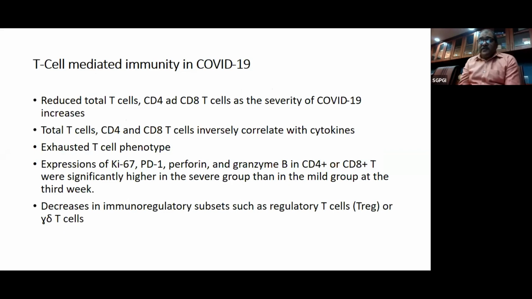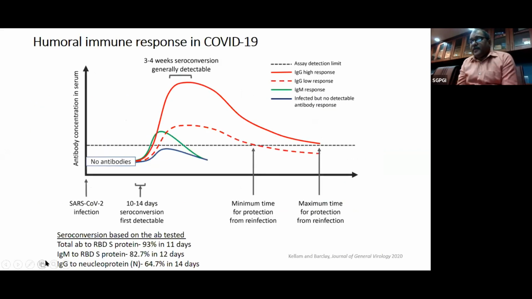So this is a summary of T cell mediated immunity in COVID-19. As I had already said, I'll just add one more line: there is a decrease in T regulatory subsets in the severe disease as compared to the mild disease or the healthy controls.